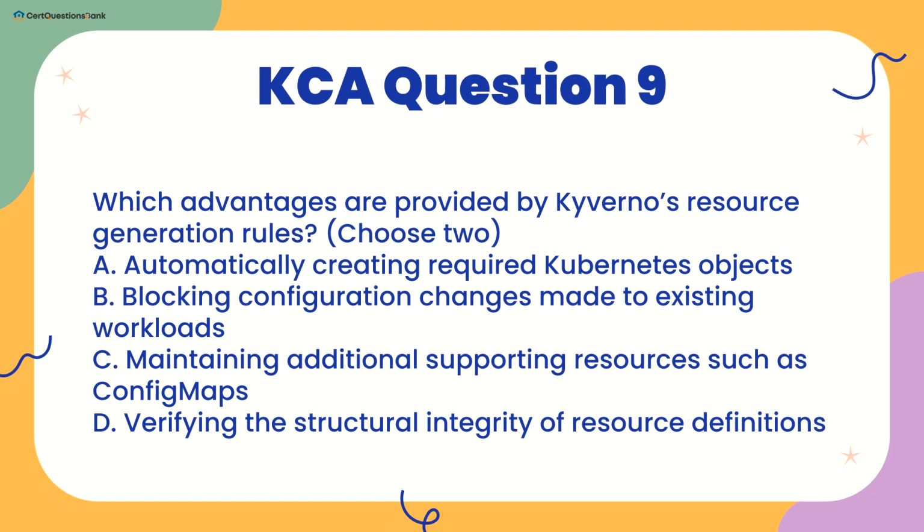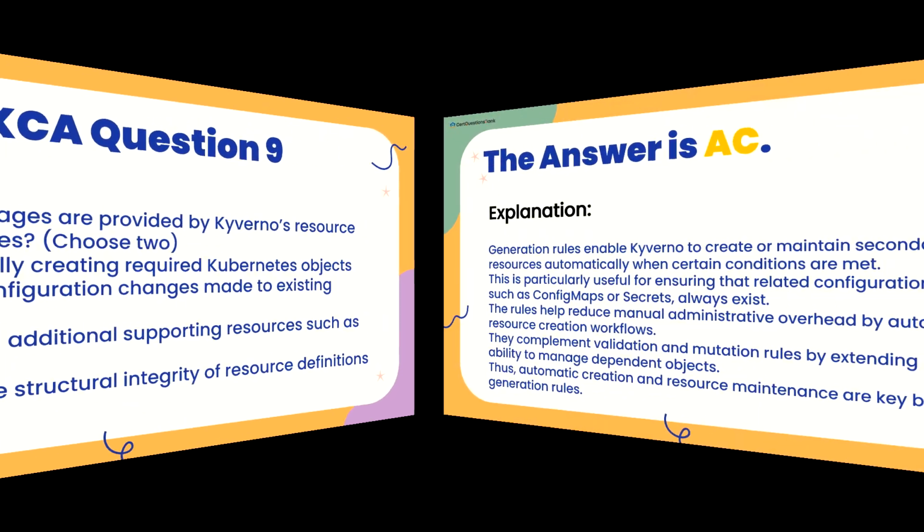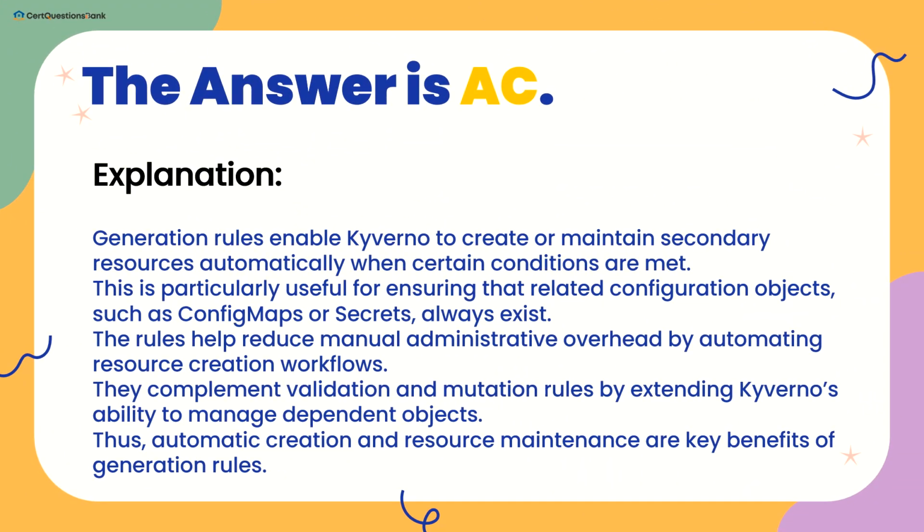Which advantages are provided by Kyverno's resource generation rules? Choose 2. A. Automatically creating required Kubernetes objects. B. Blocking configuration changes made to existing workloads. C. Maintaining additional supporting resources such as config maps. D. Verifying the structural integrity of resource definitions. The answer is A and C.